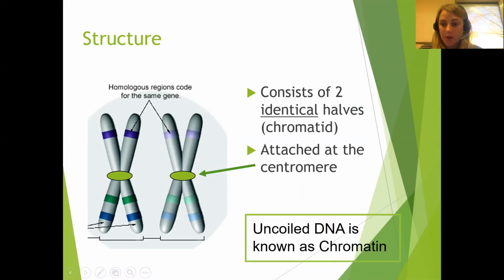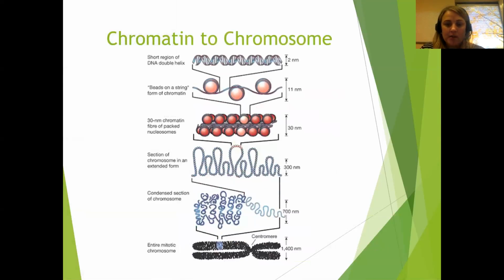Uncoiled DNA is known as chromatin, and you'll also hear that a little bit, but usually when we see uncoiled DNA, we refer to it as simply DNA. This is going to show you the succession from that stringy chromatin into a chromosome. Again, we only see chromosomes during mitosis or meiosis. So cellular reproduction is the only time we're going to see that chromosome.